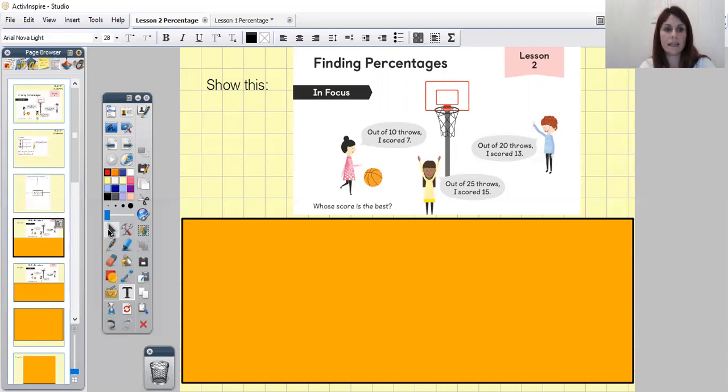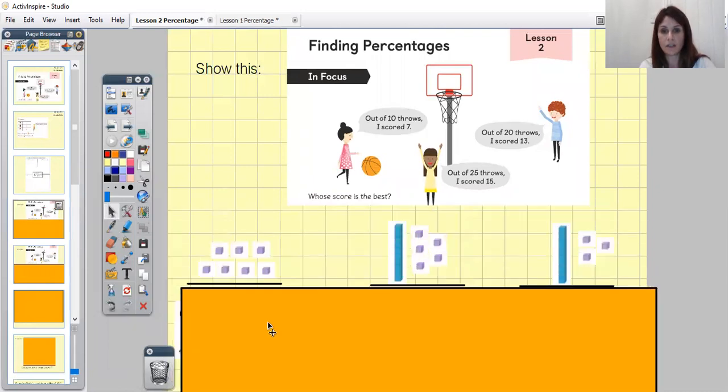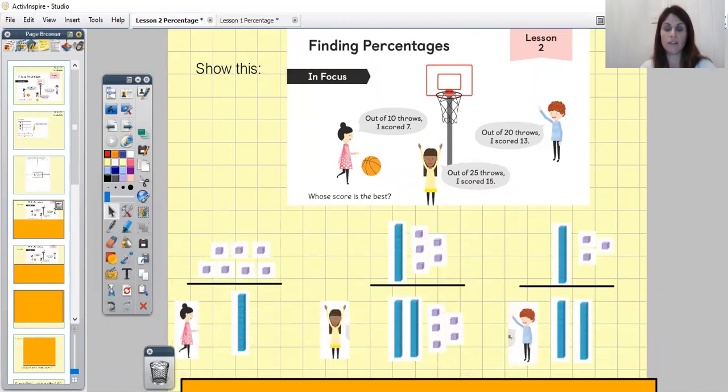Right, let's see. So this is what I chose to do to show it. And hopefully you may have done something similar, you might have done something different. It doesn't matter. Remember what we said? No right or wrong answer with this one, which is really nice. So I decided to show each of them with a fraction, but using Dienes. So I've got Ruby, who scored, out of 10 throws, I scored 7.